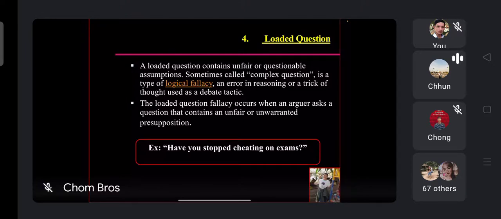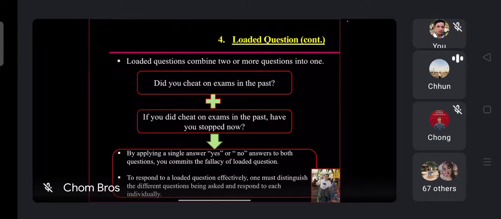Sometimes even our best friend can be sneaky. Let's say you get a bad grade in a class, and then your sneaky friend says, "Have you stopped cheating on exams?" Like you see in the example on the slide.